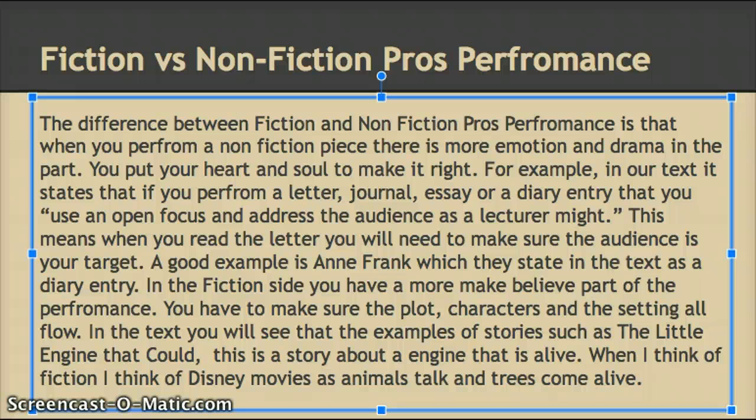In the fiction side, you have a more make-believe part of the performance. You have to make sure the plot, characters, and the setting all flow. In the text, you will see examples of stories such as The Little Engine That Could. This is a story about an engine that is alive. When I think of fiction, I think of Disney movies, animals talking, trees coming alive.